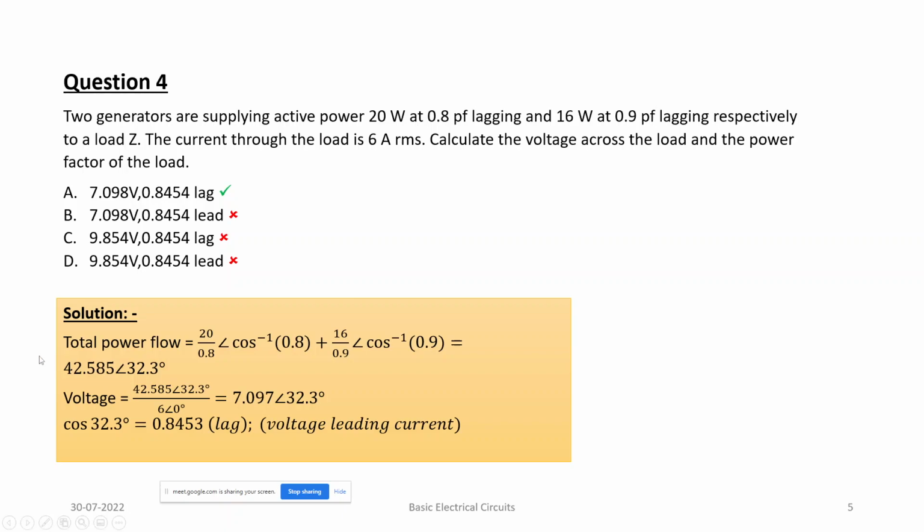If you are writing in the chat box, I can't see because I am just now sharing the screen, so you have to ask if you have any doubt. Any doubt?